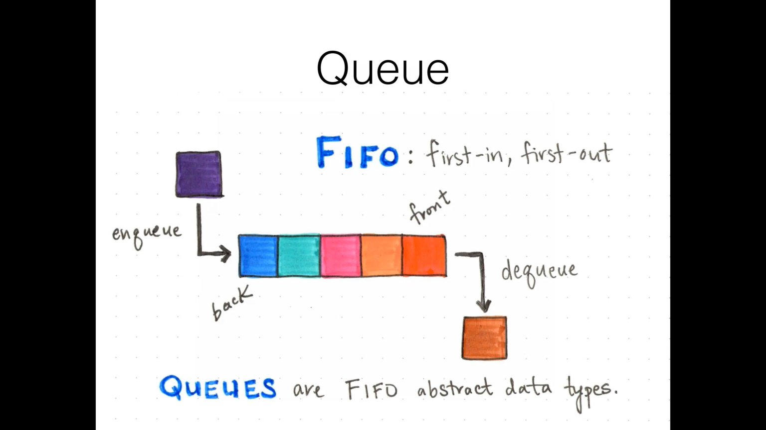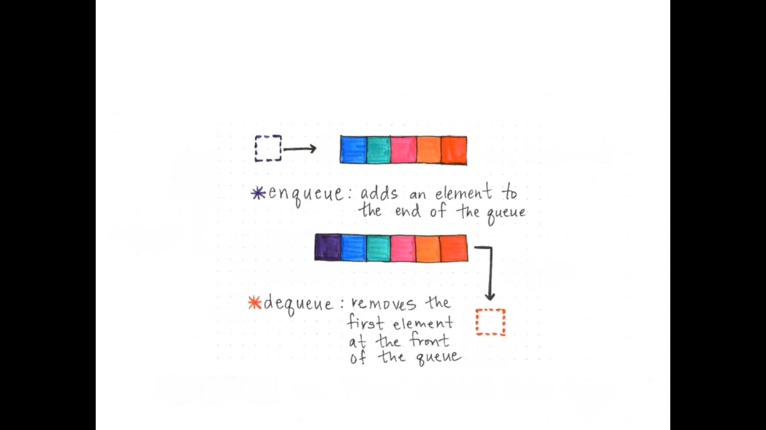Similarly, we have queues, right? Queues are, again, first in, first out. The two operations on the queue are enqueue, where you always enqueue stuff to the back of the queue, and when you remove stuff, it comes off the front of the queue. That's basically the only two operations that are possible on a queue.